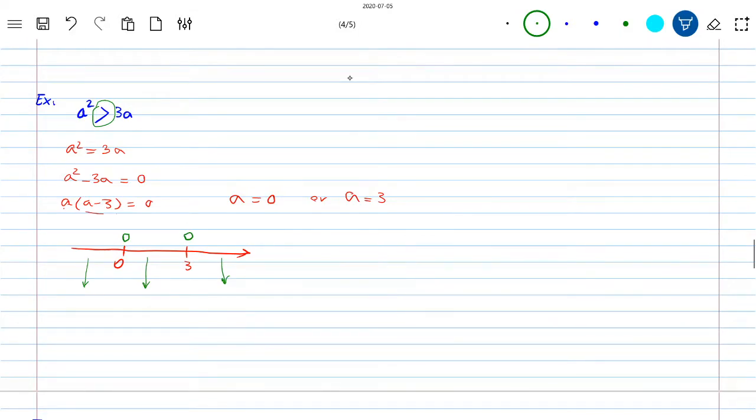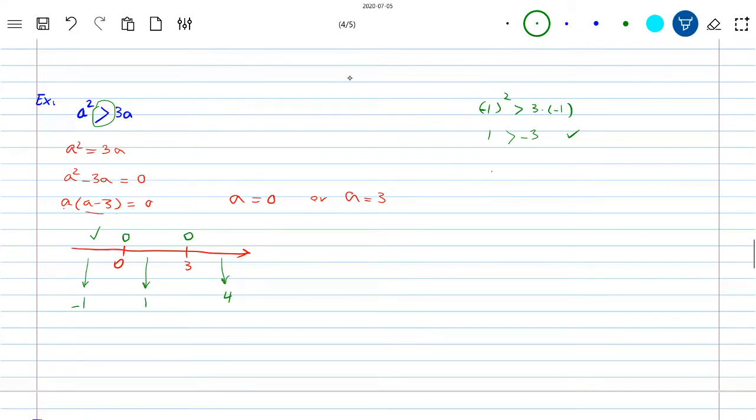Test point less than 0, I'll pick -1. Between 0 and 3, I'll pick 1. Greater than 3, I'll pick 4. I don't need to pick huge numbers. These are just good enough. Replace each one into the inequality. If I replace -1, what do I get? -1 squared greater than 3 times -1. Is it true? Yes, it is, because you'll get 1 greater than -3. This is a true statement. It means this section is acceptable.